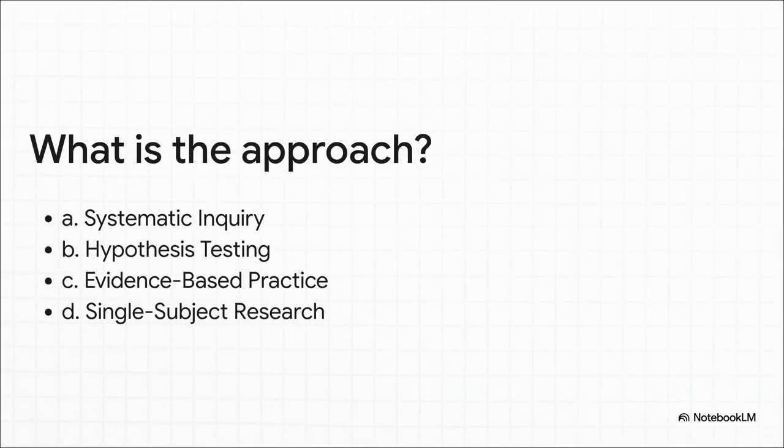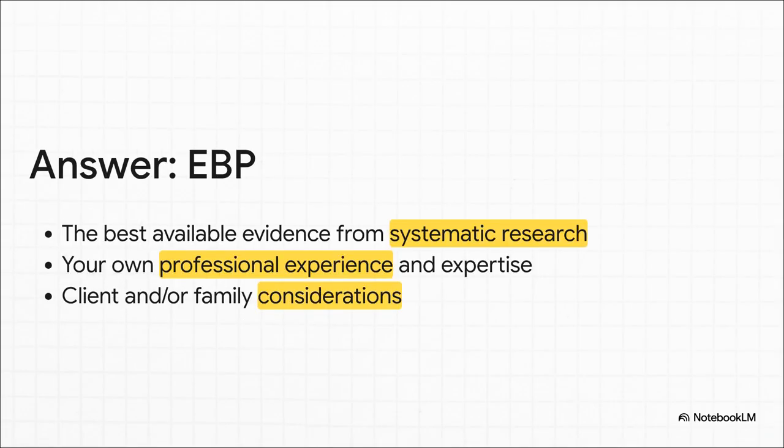All right, let's keep it rolling. Next question. This one is huge in pretty much any clinical field. So picture this. You've got the latest scientific studies, you've got your own hard-earned professional experience, and you've got the actual person you're trying to help, with their own unique needs and values. What do you call the approach that blends all three of those things together to make the best possible decision? Is it A, B, C, or D? And the correct answer is C, evidence-based practice, or EBP for short.